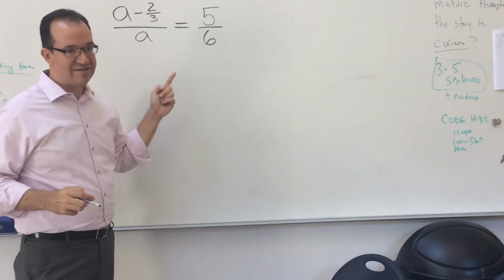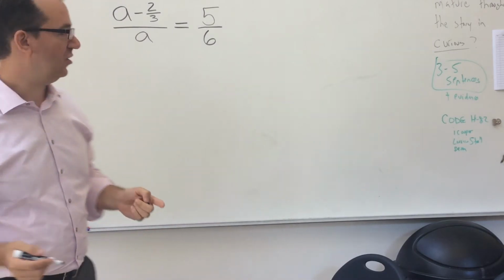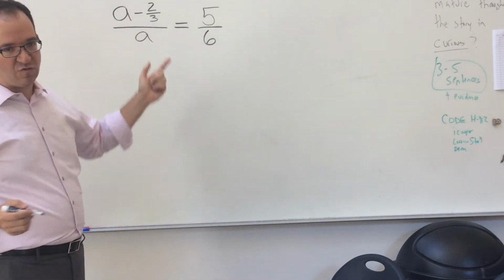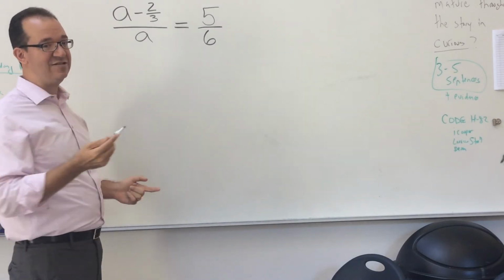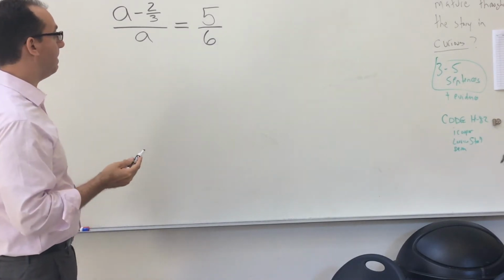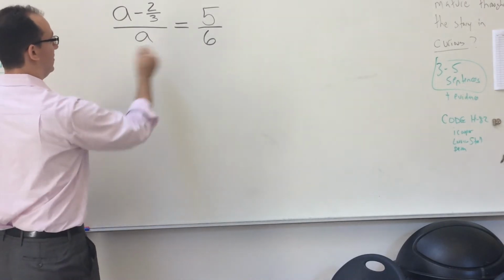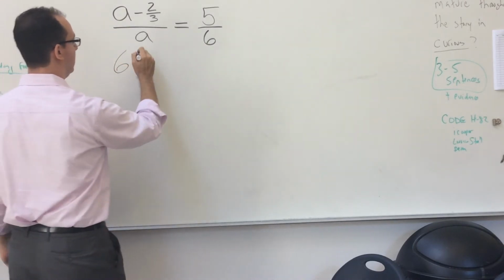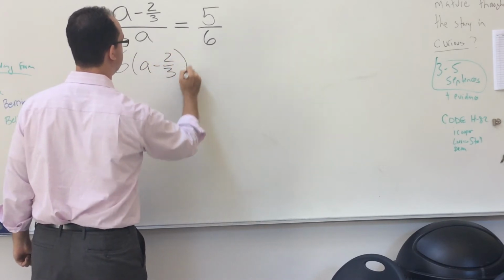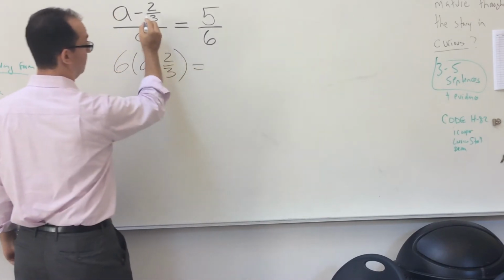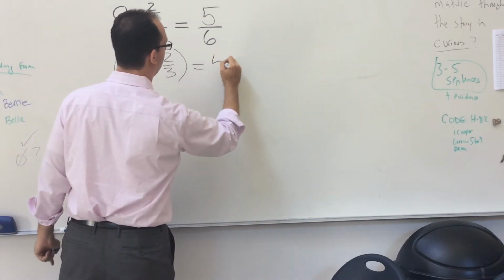With a problem like this, there are multiple strategies like every problem that you could do. The one I want to show you right now is if you were to cross multiply. Make it a little bit easier for yourself to get rid of these complex fractions. So why don't we do 6 multiplied by a minus 2/3, cross multiply, equals a times 5 or 5a.